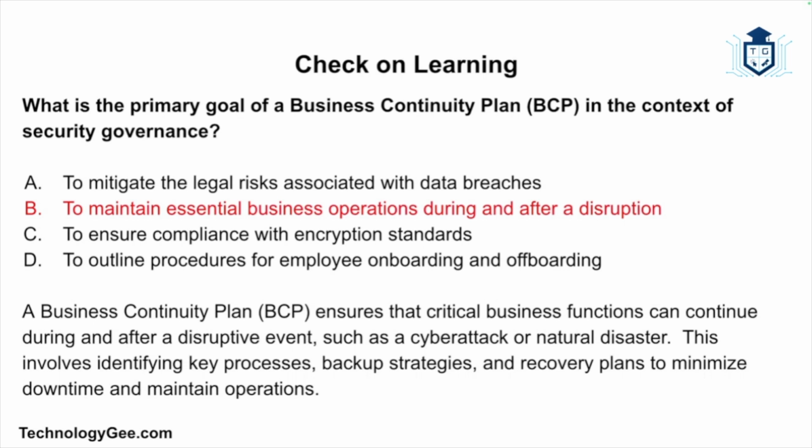And the correct answer is it is to maintain essential business operations during and after a disruption. So a business continuity plan ensures that critical business functions can continue during and after a disruptive event, such as a cyber attack or a natural disaster. This involves identifying key processes, backup strategies, and recovery plans to minimize downtime and maintain operations.